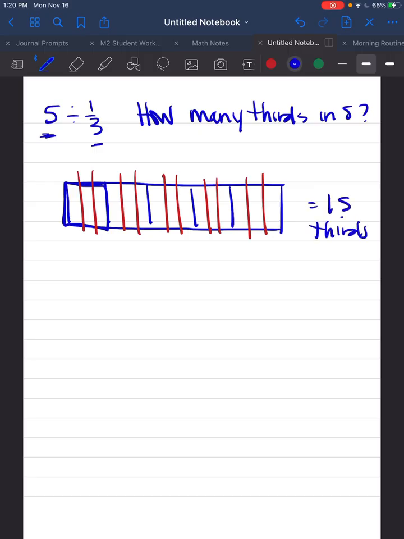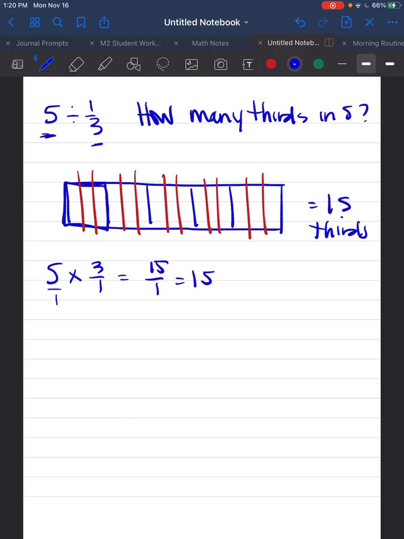in 5. Now, a good tip would be to do the math first and then draw your model to make sure your model matches. So if I'm going to do the math, I'm going to do 5 divided by 1/3. I'm going to keep it, change it, and flip it. And I know that if I multiply straight across, that will give me 15 over 1, which equals 15. Okay, so that's dividing a whole number by a fraction.